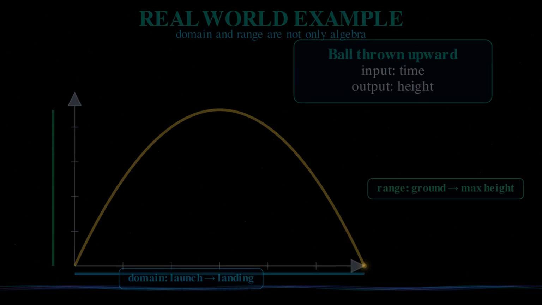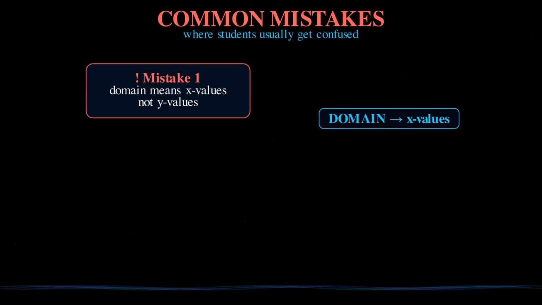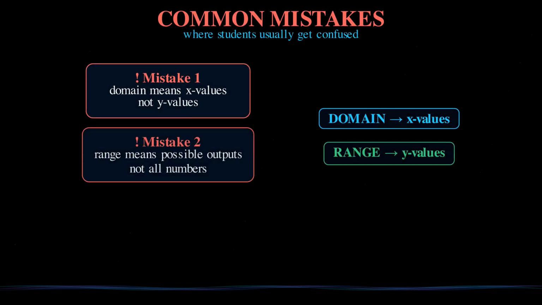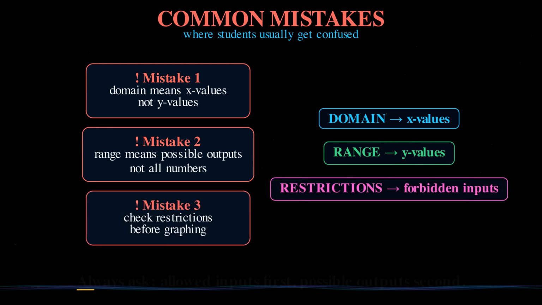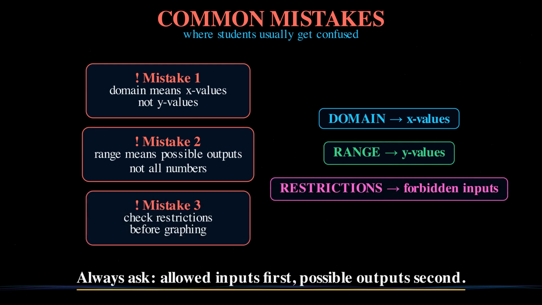There are three common mistakes. First, students mix up domain and range. Domain means x values. Range means y values. Second, students assume the range is all numbers, but range means only the outputs the function can actually produce. Third, students forget restrictions. Before graphing or calculating, always ask, which inputs are forbidden?